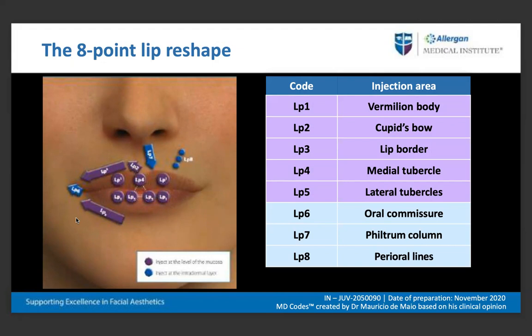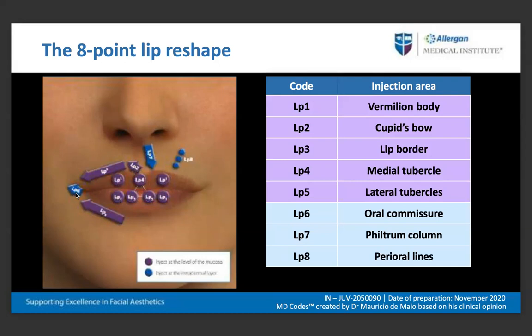So for injection purposes, what is more important for us? All 8 points we are not injecting anyway. The most important point for us is the body, these 4 points. Forget about the tubercles, this inner triangle. So 1, 2, 3, 4, these 4 points are important. The border is important. The oral commissure is important. If anybody is coming to you for lip filler, these are the 3 points that you do.